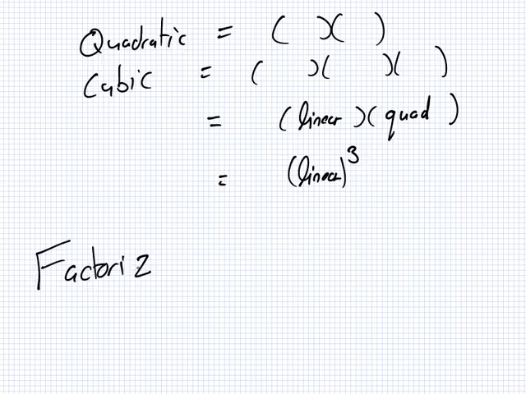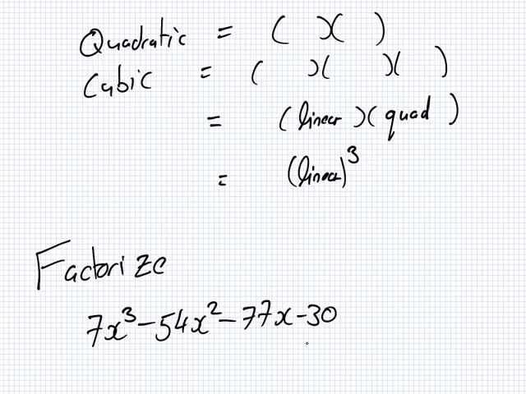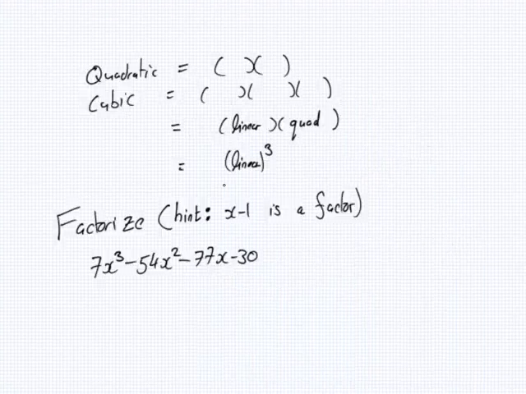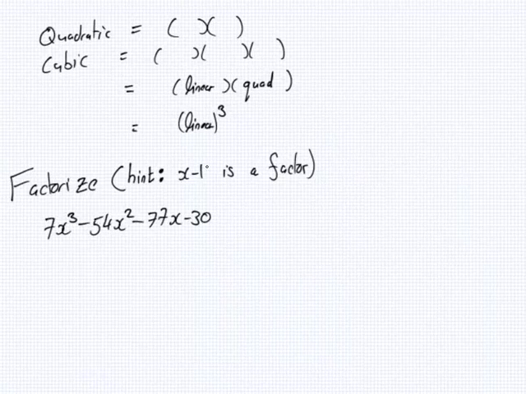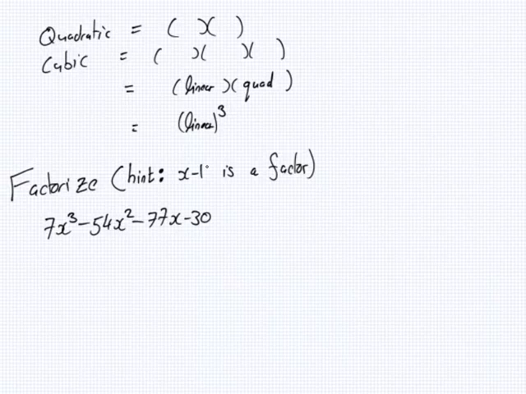Factorize 7x cubed minus 54x squared minus 77x minus 30. And I give you a little hint to help you. Hint: x minus 1 is a factor. Yeah, you divide it by x minus 1. Do they usually give a factor? Sometimes not. We'll have to have a look at what to do when it's not the case.